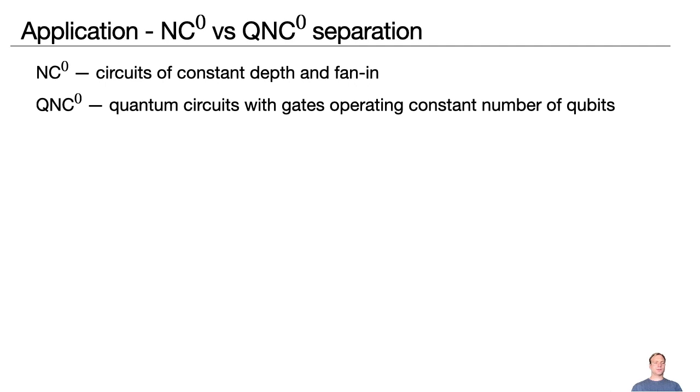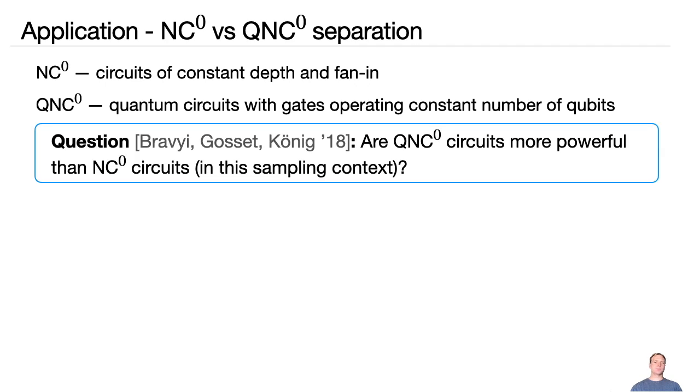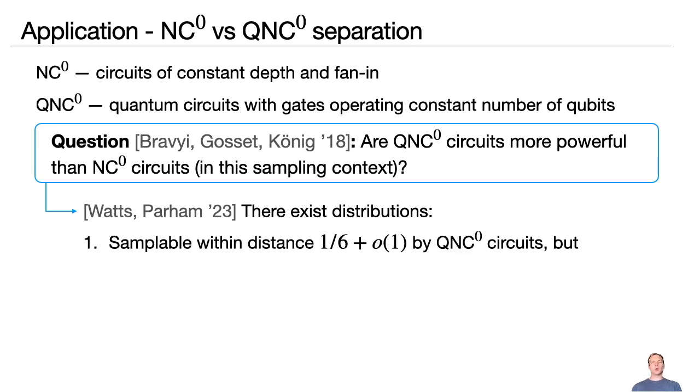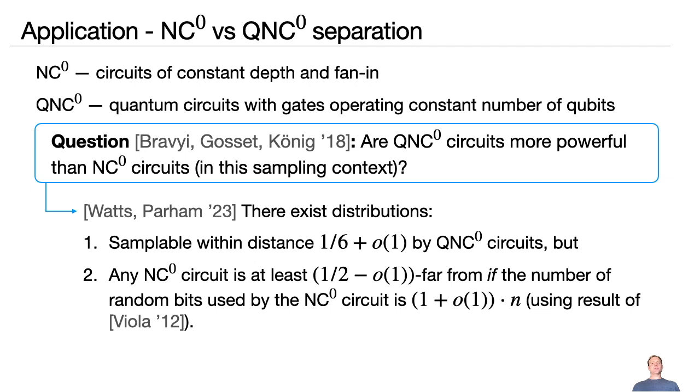Well, a driving research direction in quantum complexity theory is: when does using quantumness gain you some advantage? And so Bravyi, Gosset, and König ask the question, in this setting, of when are QNC0 circuits more powerful than NC0 circuits for our sampling task? Very recently, Watts and Parham showed that there exist distributions that are sampleable within distance 1/6 by QNC0 circuits, but any NC0 circuit is at least 1/2 far from.